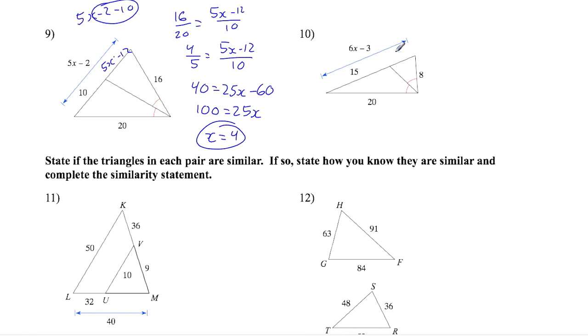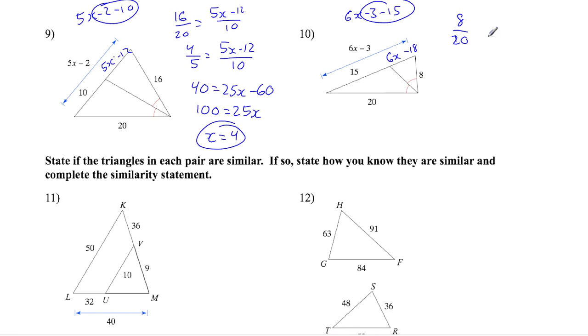Same principle with number 10. If the whole side is 6x minus 3 and this segment is 15, the remaining side, or the remaining segment, must be 6x minus 3 minus 15. So this right here is going to be 6x minus 18. Remember, combining your like terms. And so the proportion we can set up is side to side.